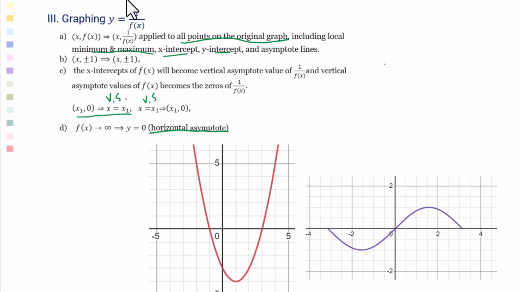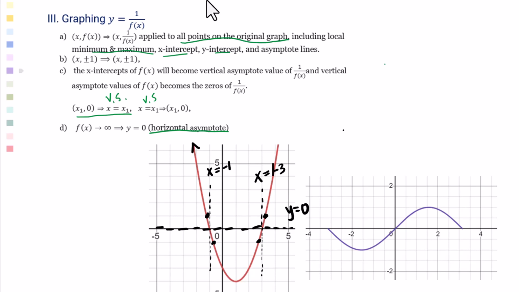First of all, find those points whose y-coordinate is positive or negative 1. All these 4 points will be on the new graph. The x-intercept will be changed into a vertical asymptote line. Since the end behavior of this graph is positive infinity, we will get y equals 0 as a horizontal asymptote line.